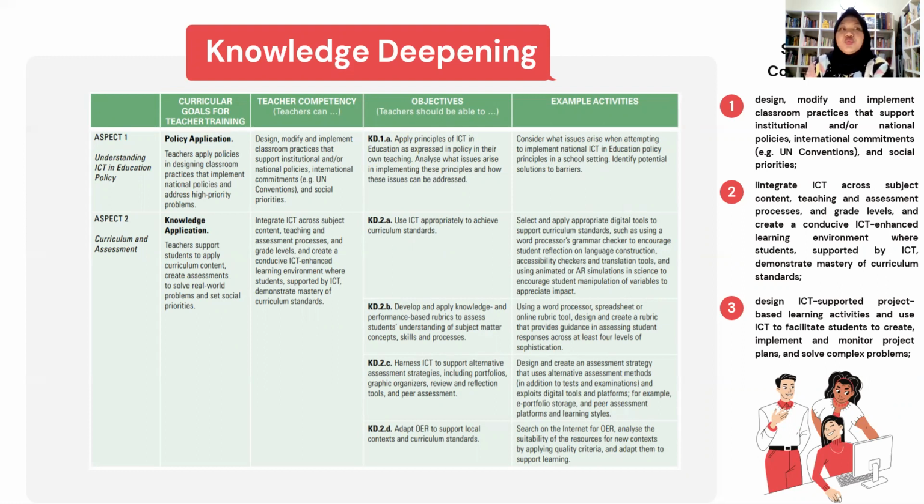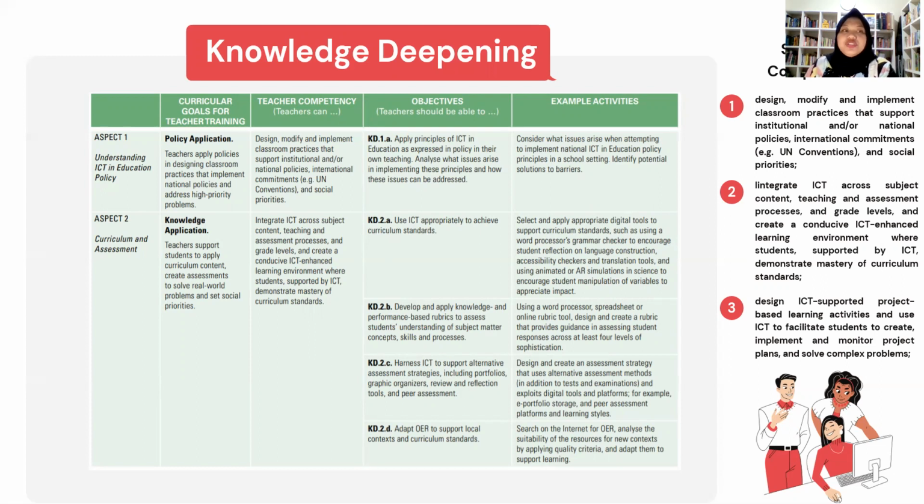Now we move on to the table. The first aspect is understanding ICT in education. The objective of this aspect is that the teacher should be able to apply principles of ICT in education as expressed in policy in their own teaching, and be able to analyze what issues arise in implementing these principles and how these issues can be addressed, by considering what issues arise when attempting to implement national ICT in education policy principles in a school setting, and identifying potential solutions to barriers.